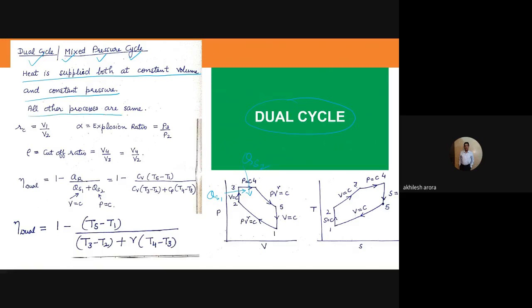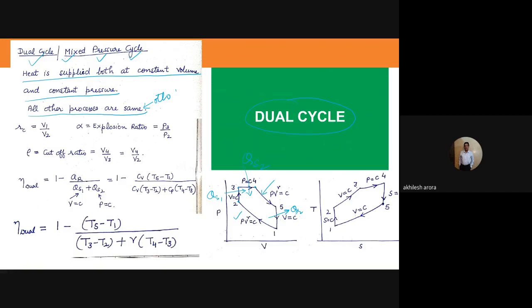All other processes are the same as we have discussed in case of the Otto cycle. So the first process is reversible adiabatic compression. Second process, heat supply at constant volume from 2 to 3. Then 3 to 4, it is the heat supply at constant pressure. Then 4 to 5, it is the reversible adiabatic expansion. Then 5 to 1, it is the heat rejection process at constant volume.